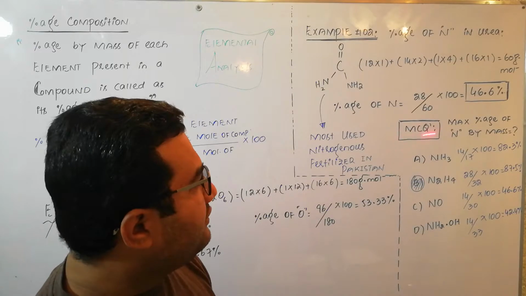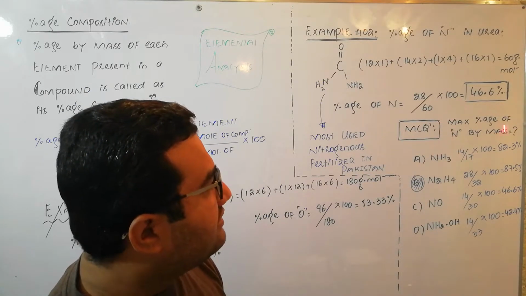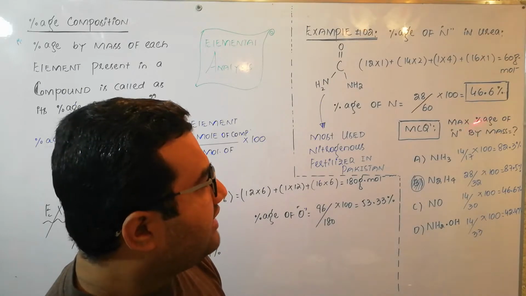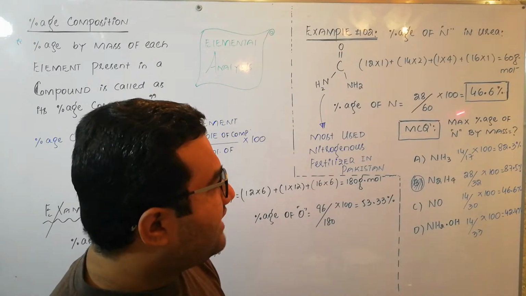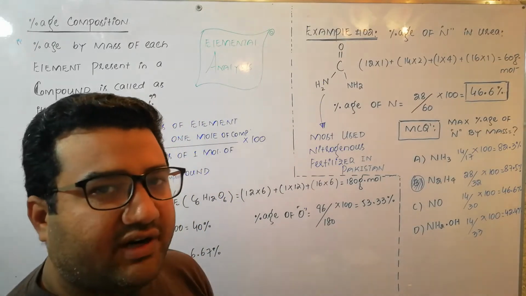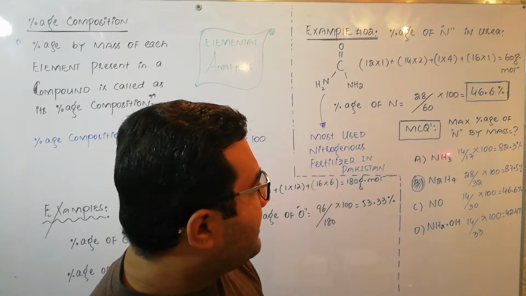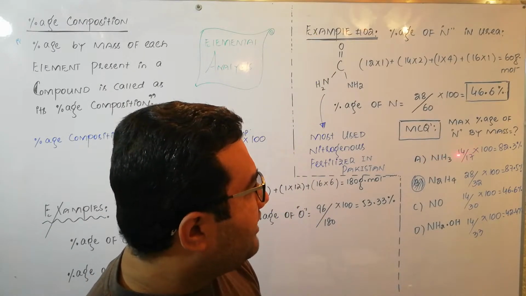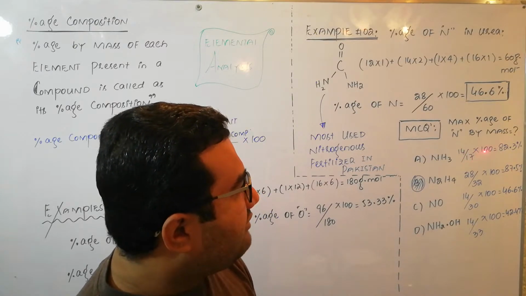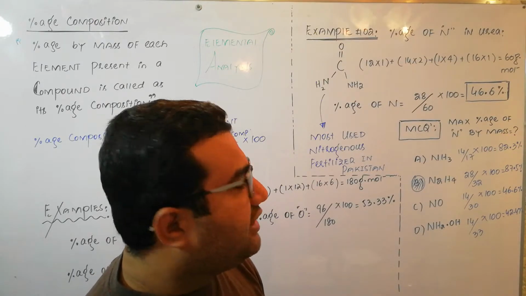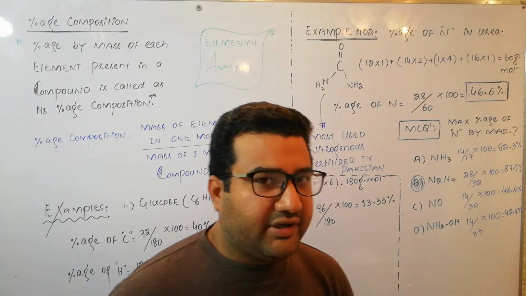There is another MCQ: in which of the following is there the maximum percentage by mass of nitrogen? We are to find it. In case of ammonia, which is option alpha, there is 1 nitrogen atom weighing 14 grams divided by the total mass of ammonia, 17 grams, multiplied by 100, and it comes out to be 82.3%. So in ammonia the percentage of nitrogen is 82.3.